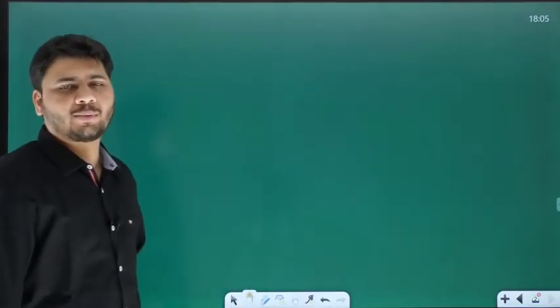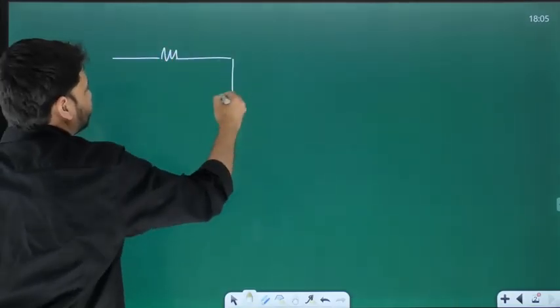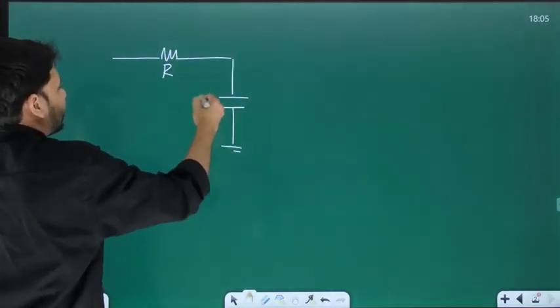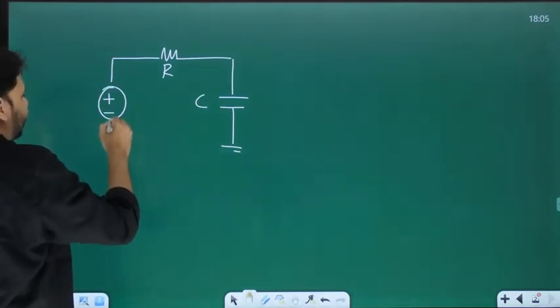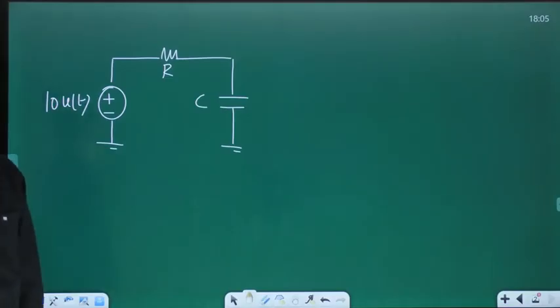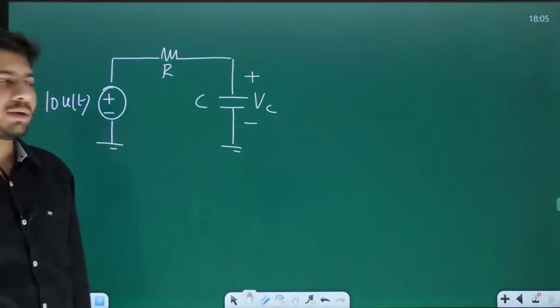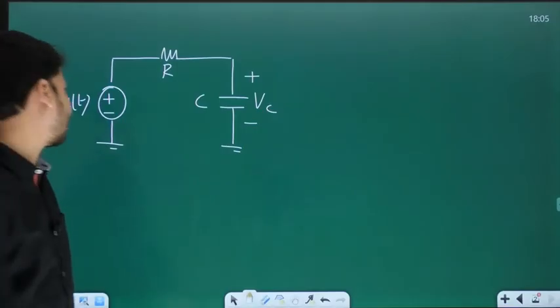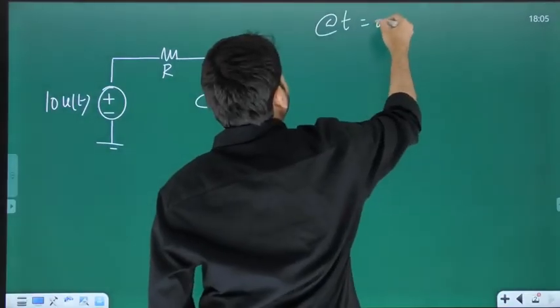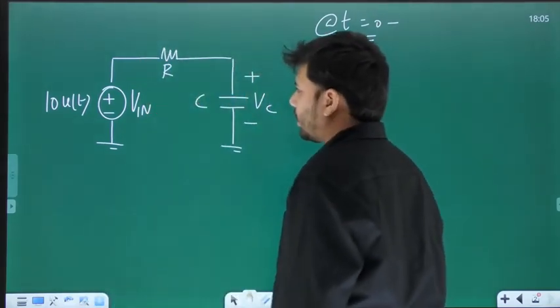Okay, so let us start with something very simple. Let's say we have a simple RC circuit, and let the input applied to this RC circuit be a step voltage. Let that be 10 times U of t. Now, how will this circuit respond? Let's say Vc is the variable of interest, which is the voltage drop across the capacitor. Now, at t equal to 0 minus, by the way, let us denote this by Vin. So, what is Vin? It is 10 times U of t.